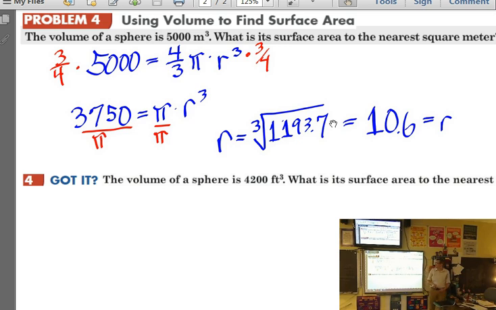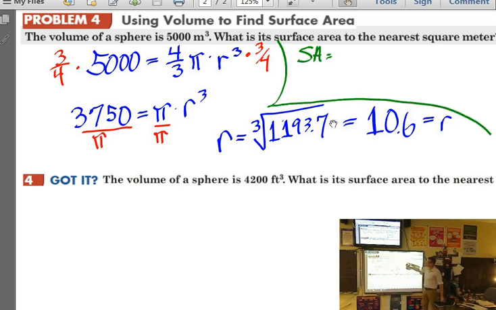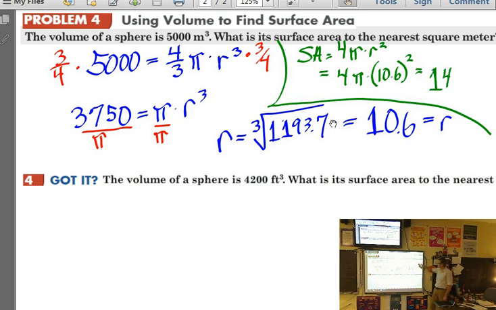Not done yet. To take that and find our surface area, what's our formula again? 4 pi r squared. So now I have to do my 10.6 squared, 112.5, and then multiply that by 4 pi, and we'll get a final surface area of 14. And it was so close to being 14.